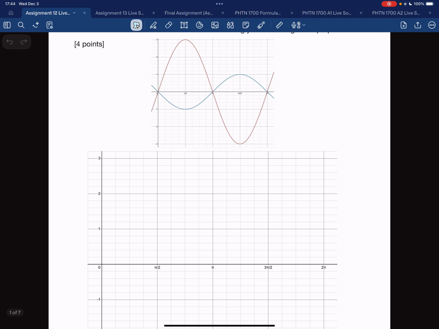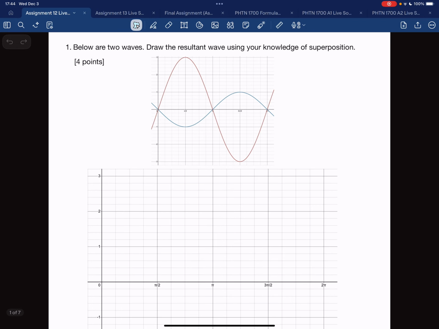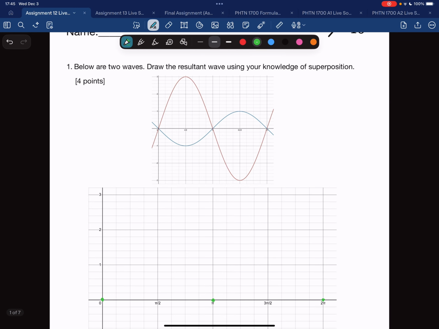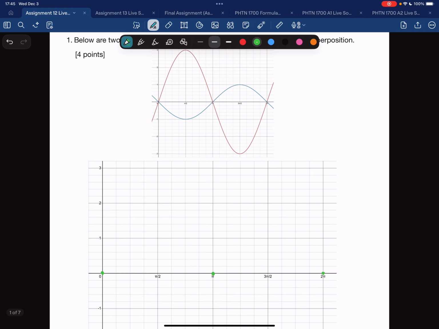At 0, at the origin, they are both at 0. So we know it's going to go through that point. At pi, they both go through that point at 0, and at 2 pi. They're both 0 at all of these points, so we know that our resultant wave is going to go through each of these 3 points.